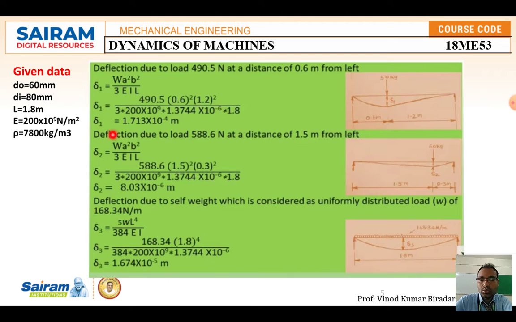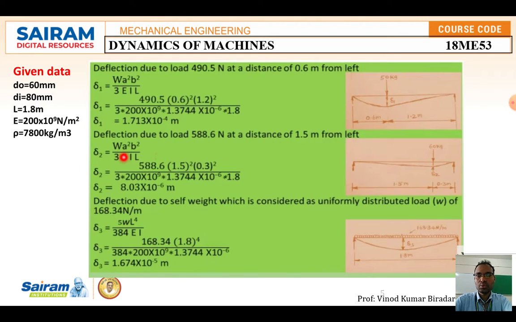So delta 1, the deflection due to the 50 kg load, you are going to get 1.713 into 10 to the power of minus 4. Next is the deflection due to the second load of 60 kg, that is 588.6 Newton at a distance of 1.5 from the left-hand side.